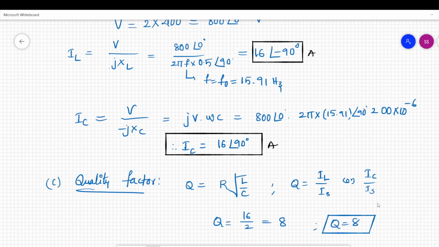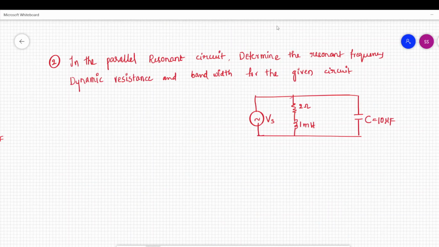Now let us take the second problem. So here is the second problem. In the parallel resonant circuit, determine the resonant frequency, dynamic resistance, and bandwidth for the given circuit. We are given a circuit which has a resistor and inductor in series and in parallel with a capacitor. So this is not a parallel RLC circuit. So we cannot directly find the resonance frequency here, because the resonance frequency expression will be different for this circuit.